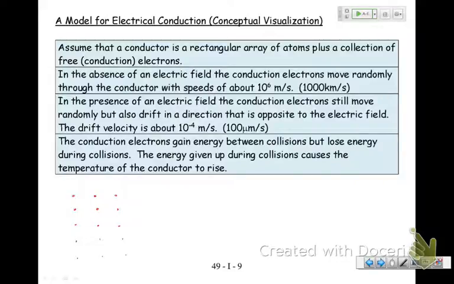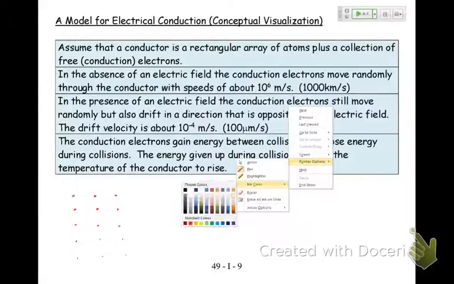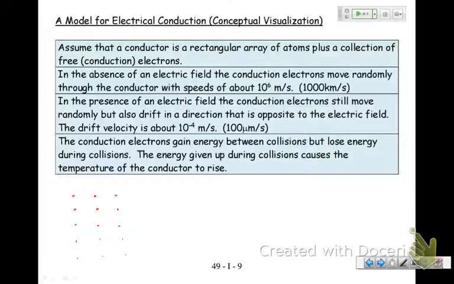So let's go here. Let's have my electrons. Let's go green electrons, as we know. So we have some electrons whizzing around. And in the absence of an electric field, the conduction electrons move randomly through the conductor. And by the way, they have speeds of about 10 to the 6 meters per second. They're moving randomly. That's the key thing. They're moving very fast. Under all circumstances, they move very fast. But they're moving randomly. So one might be going in that direction, and down here one might be moving in that direction, and over here one's moving in that direction. So there's no net transport.